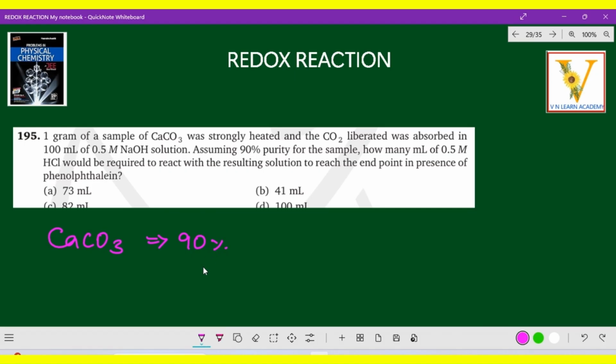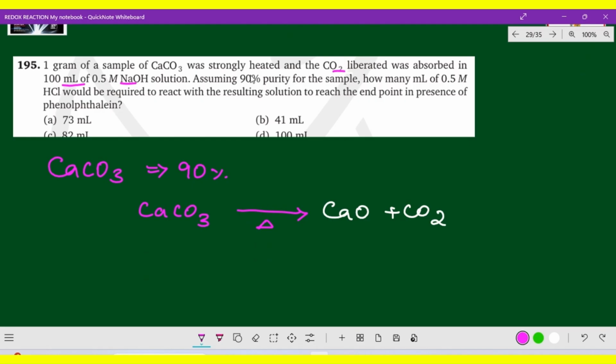So 90% purity they have given. Now here, when we go for this reaction, while strongly heating, we will get CaO plus CO2. So carbon dioxide is liberated, they mentioned very clearly, right? The liberated carbon dioxide was absorbed in 100 ml of 0.5 M sodium hydroxide solution, assuming 90% purity of the sample, right?